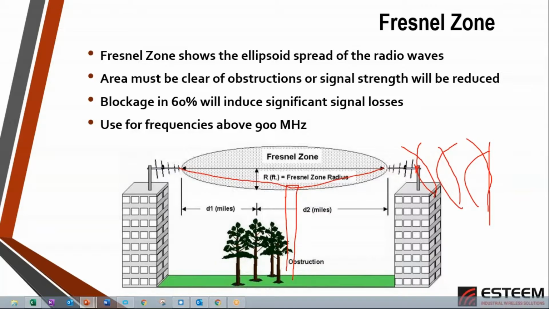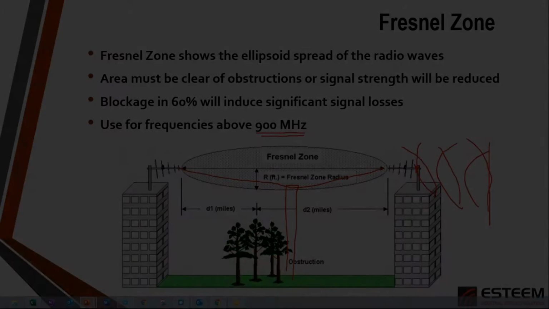Now the Fresnel zone is actually calculated based upon the frequency of operation and the distance. Part of that RF design program will tell you the height of the Fresnel zone at different locations. When we go through that RF design program, I'll show you where that's actually calculated. Primarily, this is only really going to happen on frequencies of 900 megahertz and above.